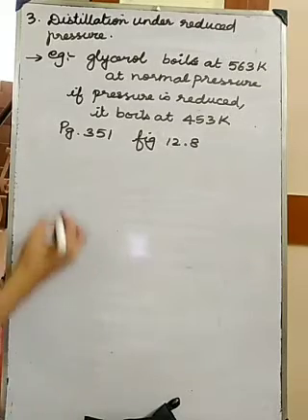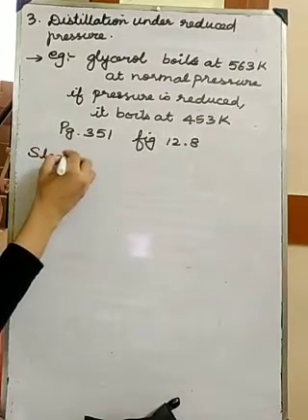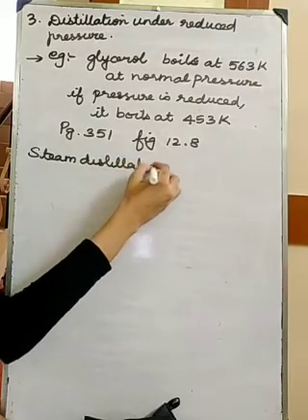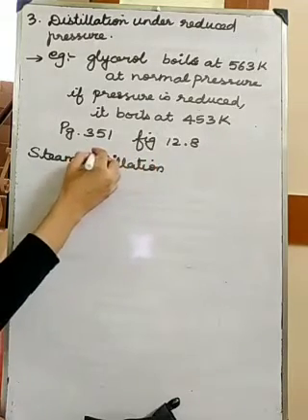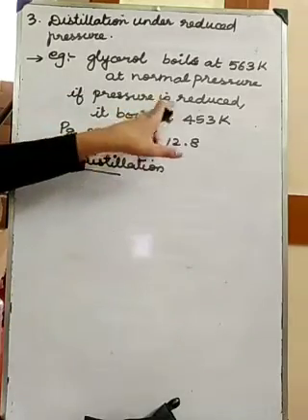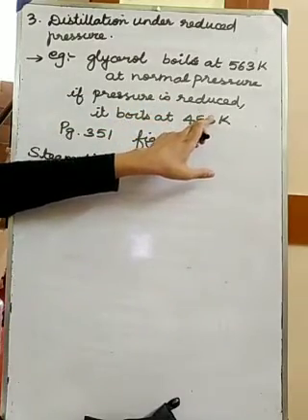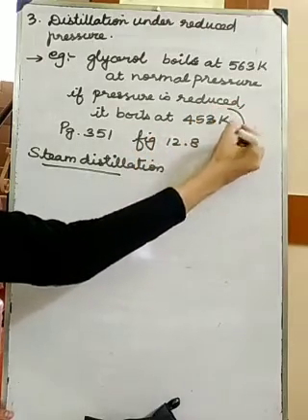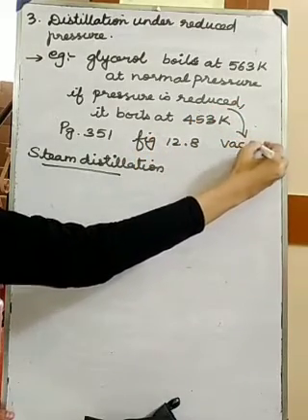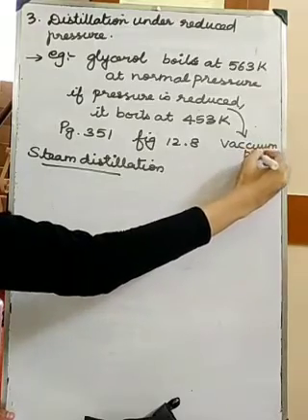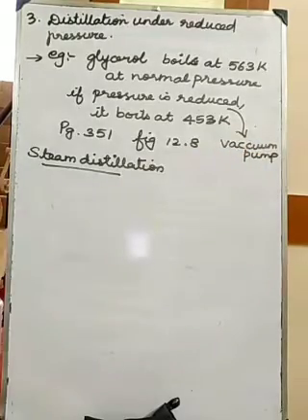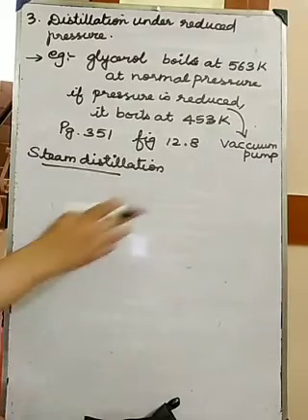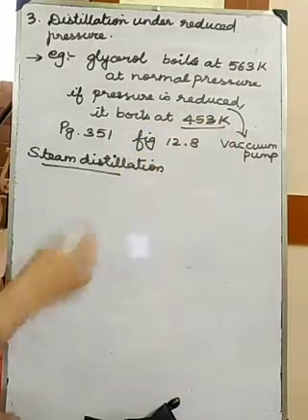Okay, so the next one is steam distillation. How will you reduce the pressure here? How will you adjust the pressure? The whole distillation apparatus will be connected to a vacuum pump. Okay, so the vacuum pump will adjust the pressure. It will create vacuum inside. So in the presence of vacuum, the boiling point will reduce.